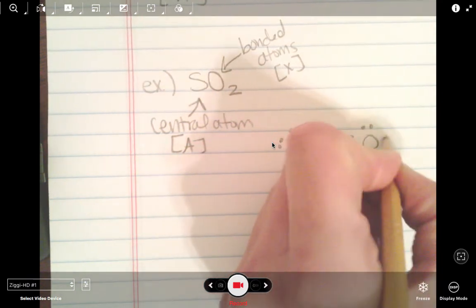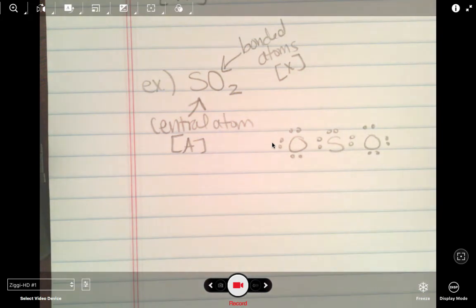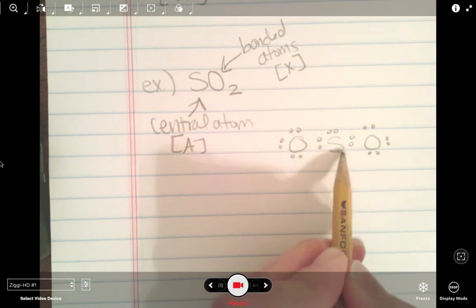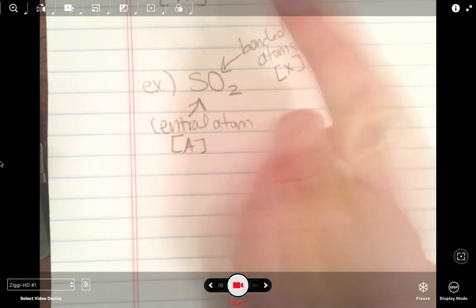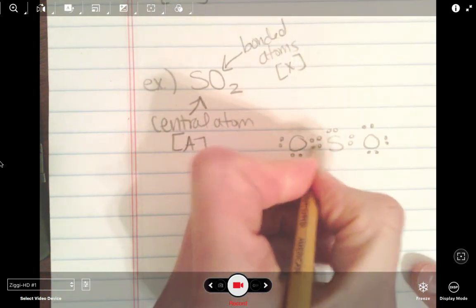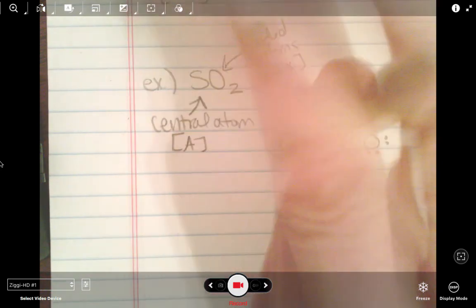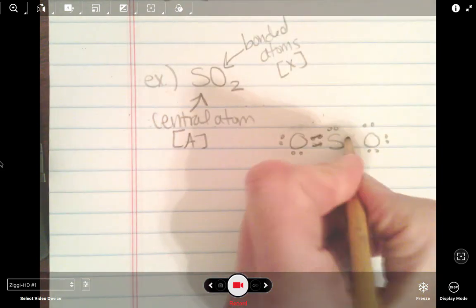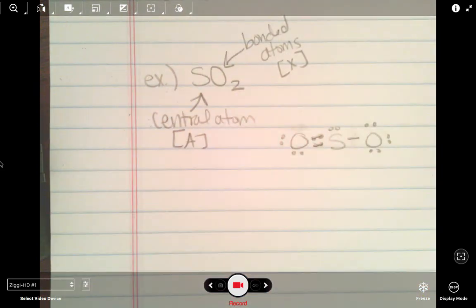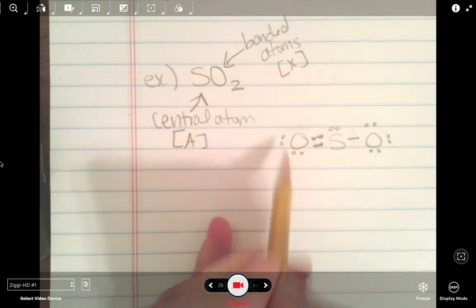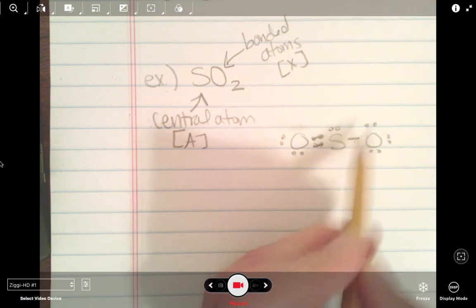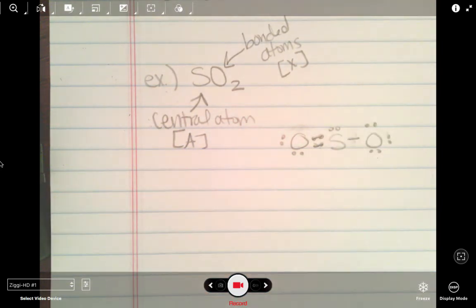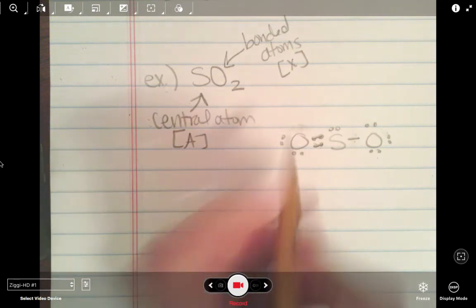So if there's 3 elements, each with 6 valence electrons, it's a total of 18. I need to make sure I have 18 electrons by the time this is over. So you can see right off the bat, my sulfur only has 6 electrons. So what I'm going to do is steal from one of the oxygens, double bond, and then recount to make sure that I have 18 valence electrons and everything's completed the octet rule. So oxygen, 2, 4, 6, 8, sulfur, 2, 4, 6, 8, oxygen, 2, 4, 6, 8. Total of 18 electrons. So this is your molecule.